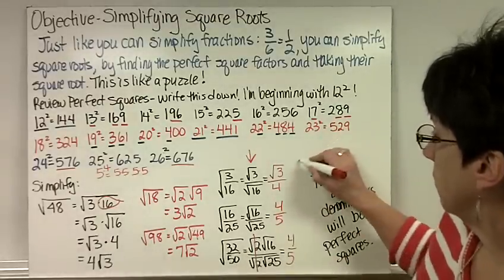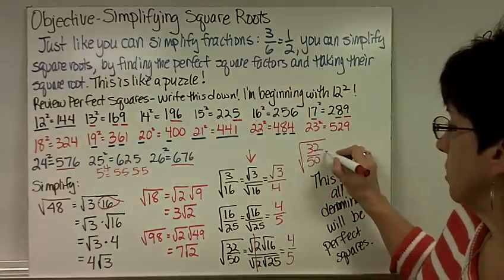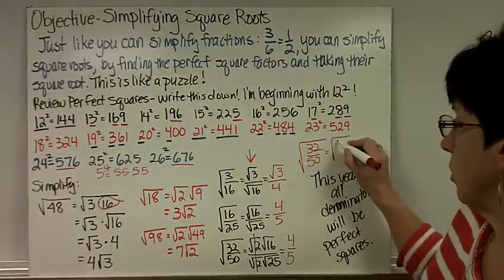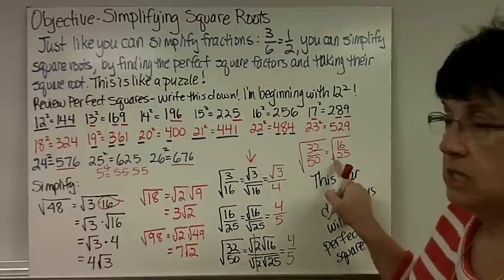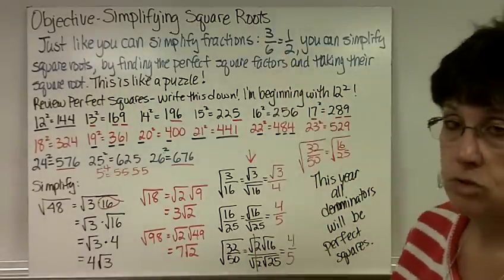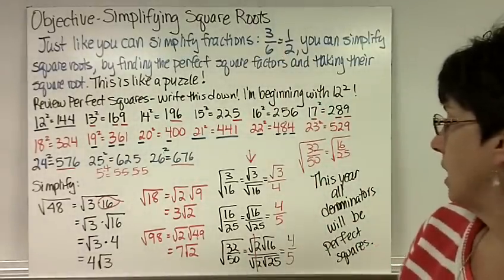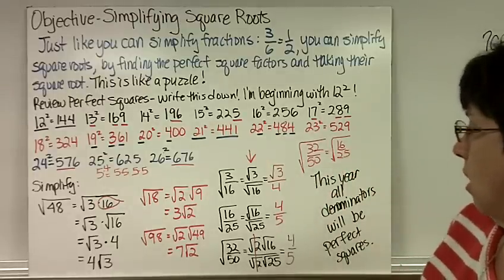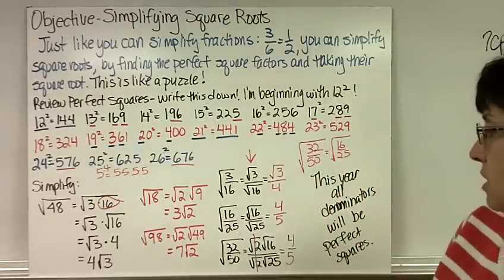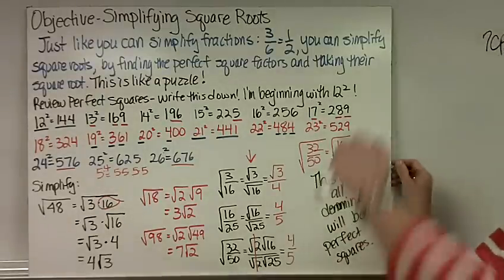Another way to do this problem is to simplify the fraction inside of the radical. So we could have said the square root of 32 over 50 is reduced. It's the same as the square root of 16 over 25. You can reduce a fraction inside a radical just like you could reduce a regular fraction, but it's still inside the radical, okay? And sometimes you won't be able to take the perfect square of both of them. All right, and this year, all of the denominators will be perfect squares. Not next year, but this year they will be.